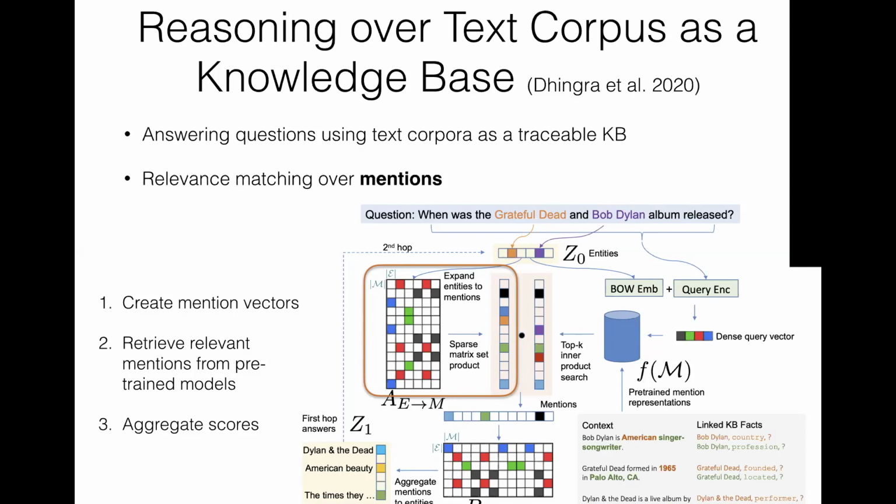Please go over the paper if you want more details about this. The basic idea is to first construct the mention vector from the entity vector. This matrix, A from E to M, entity to mention, is basically the TF-IDF value between an entity and a specific mention. Next, you also bring in this entity vector that you see at Z0, and bring that into the query pre-trained model.